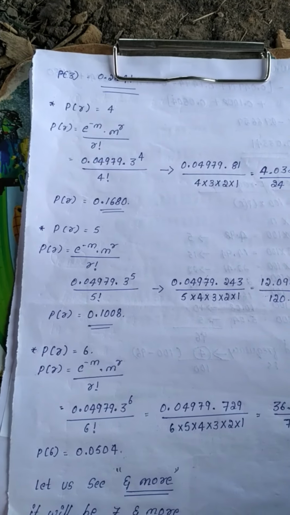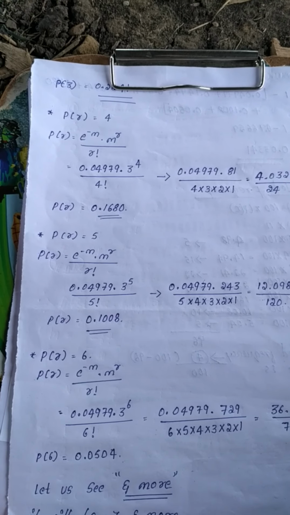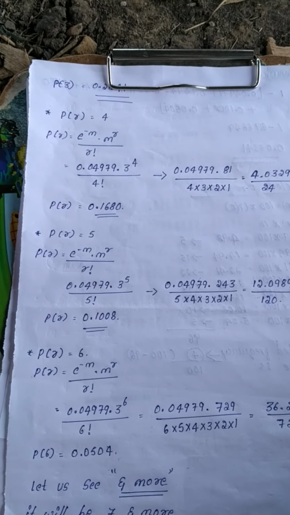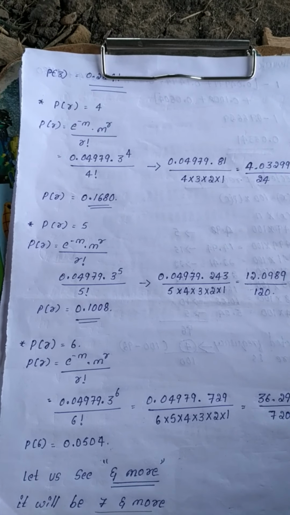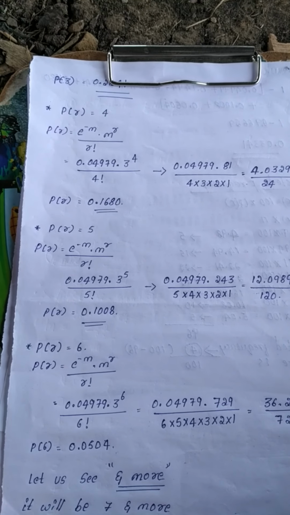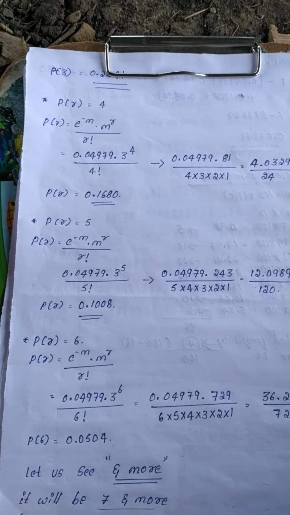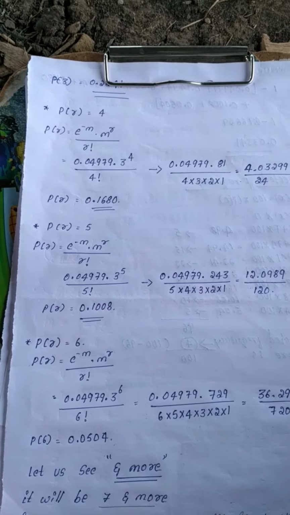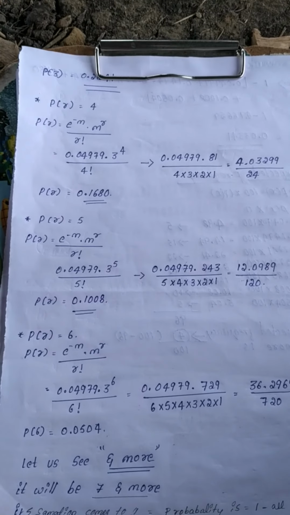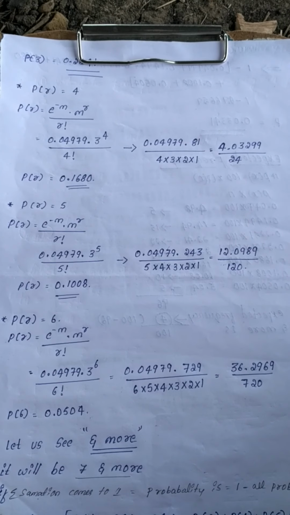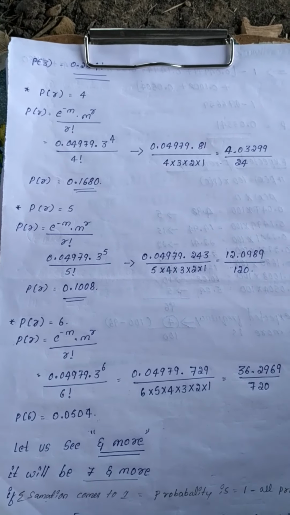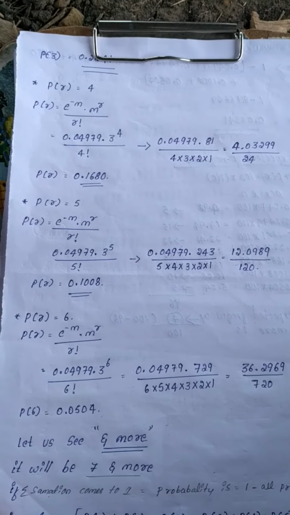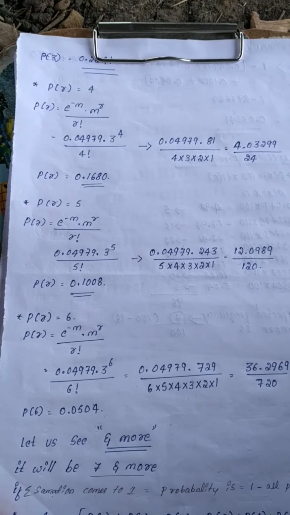Then if r is 4, then what will be the value? P of r is e power of minus m, then m power of r, then r factorial. It is 0.04979 into 3 power of 4, which means 81, then 4 factorial is nothing but 4 into 3 into 2 into 1. Then it will be considered as 4.03299 divided by 24. We take the r value as 0.1680. Then p of r is equal to 5.